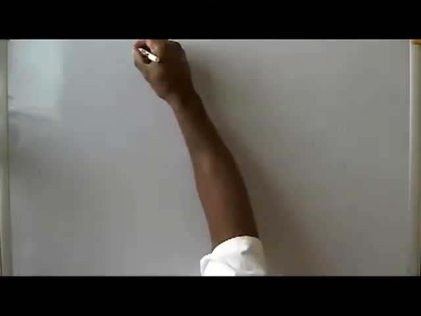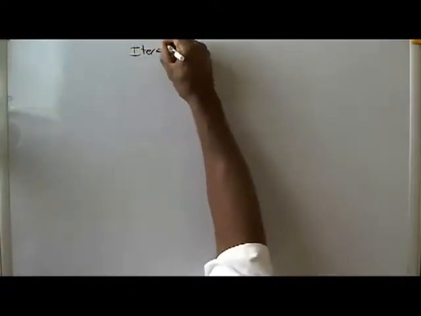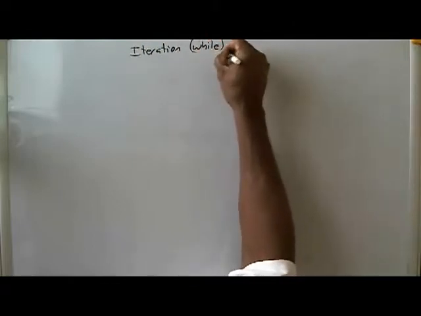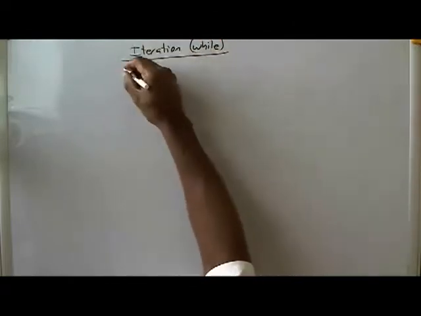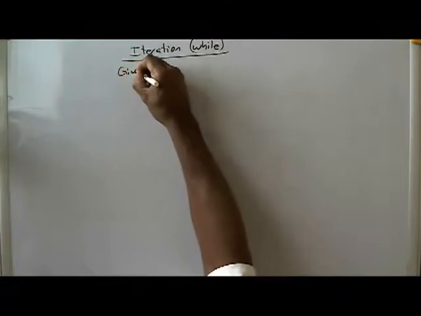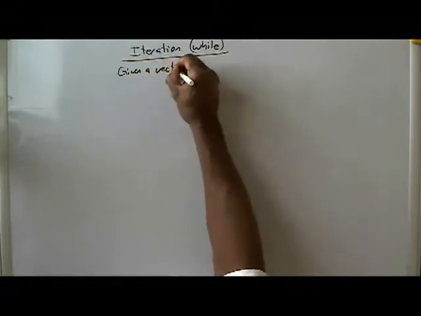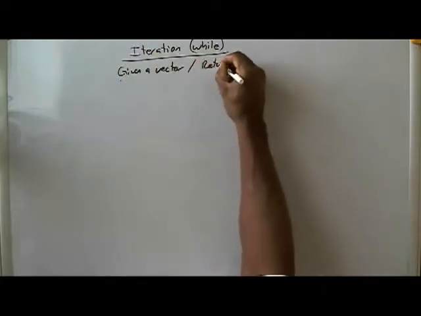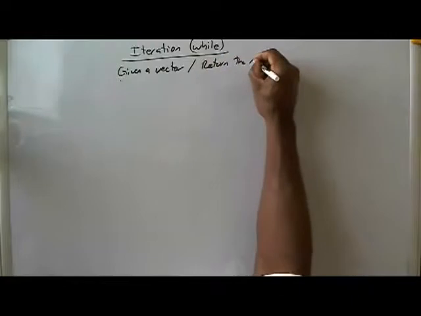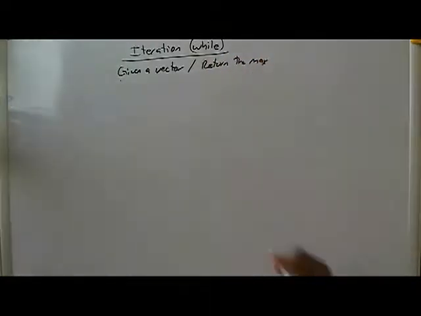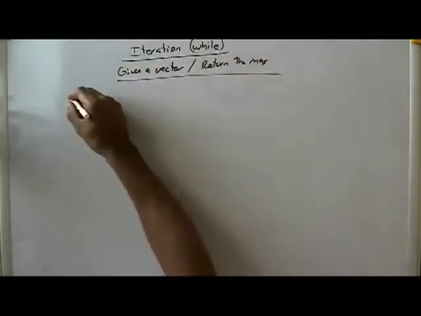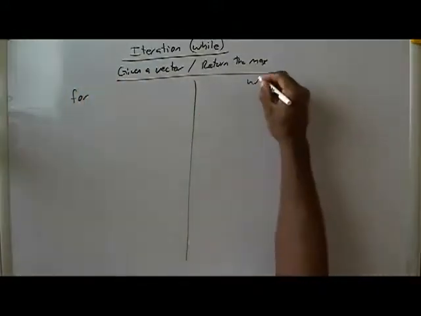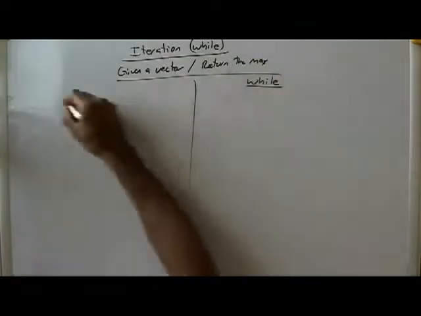This is the fourth of 4 examples of iteration using the while loop. In this particular problem, we are given a vector and we must return the maximum value in that vector. Once again, we've done this problem before using the for loop, which I will re-illustrate, and then I will compare and contrast that to the while loop.